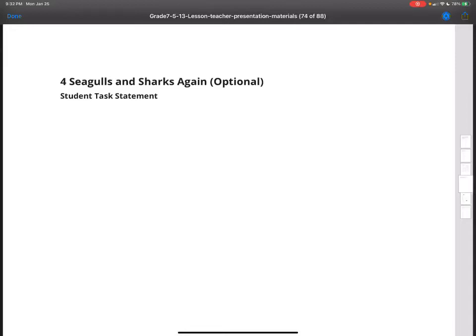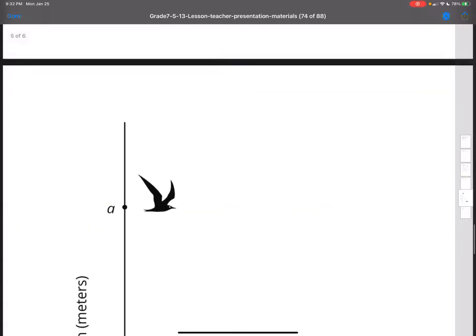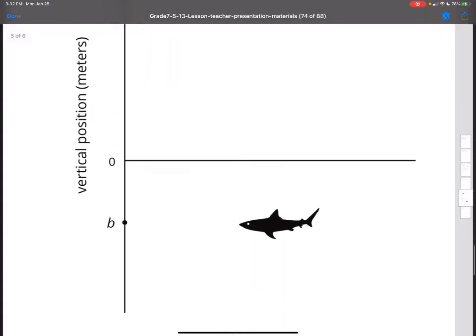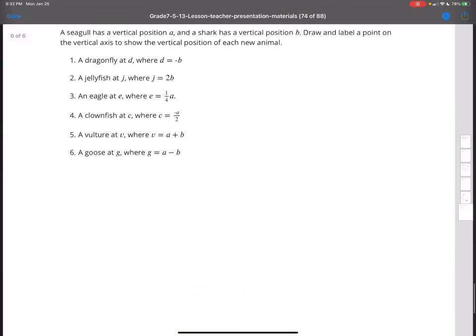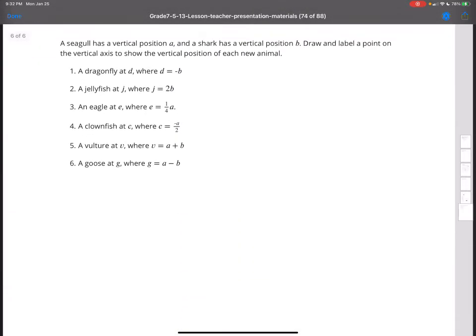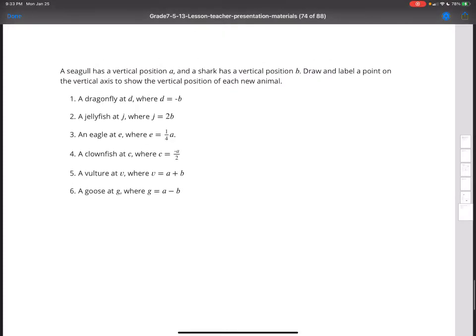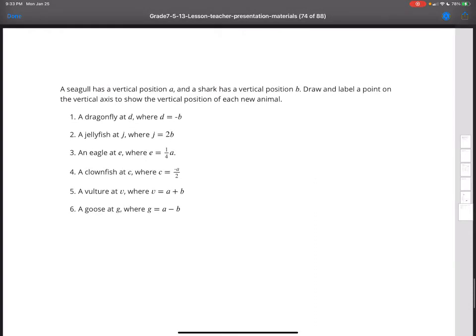Right, guys, let's look at the fourth student task statement called Seagulls and Sharks again. Here's this diagram. We see the seagull and we see the shark. A seagull has a vertical position A and the shark has a vertical position B. Draw and label a point on the vertical axis to show the vertical position of each new animal. The dragonfly is at D, where D is equal to negative B.